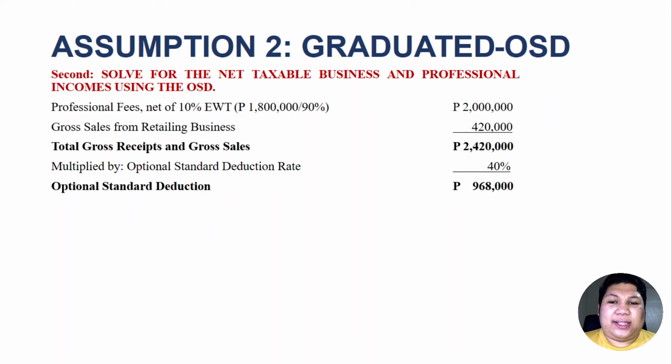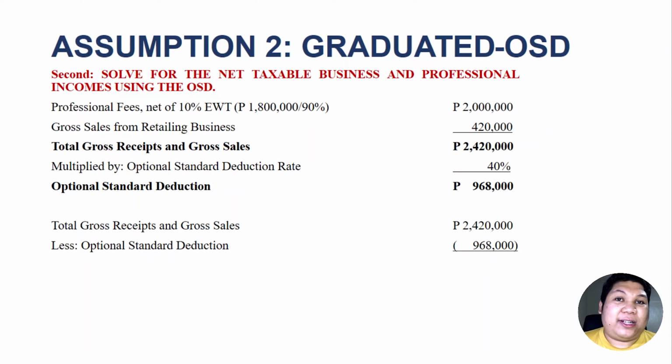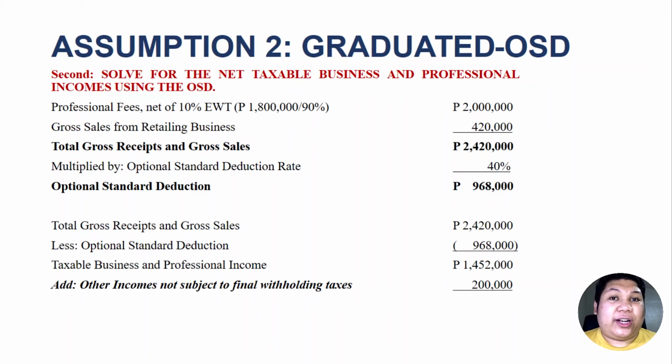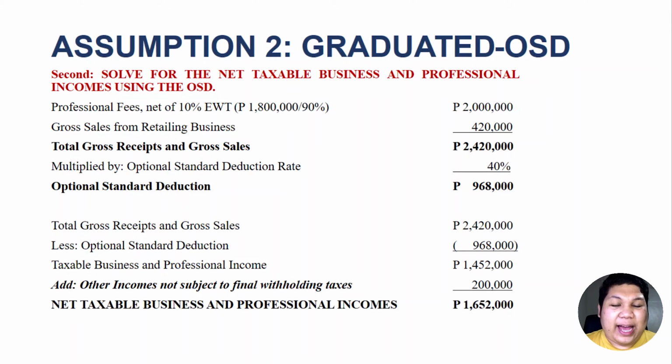Our total gross receipts and gross sales of 2,420,000 will be deducted by the optional standard deduction of 968,000 pesos, and we will get the taxable business and professional income. But then, don't forget the other non-operating incomes which are not subject to final withholding taxes of 200,000. So our net taxable business and professional incomes is now 1,652,000 pesos. So this is now our net taxable business and professional incomes using the optional standard deduction.